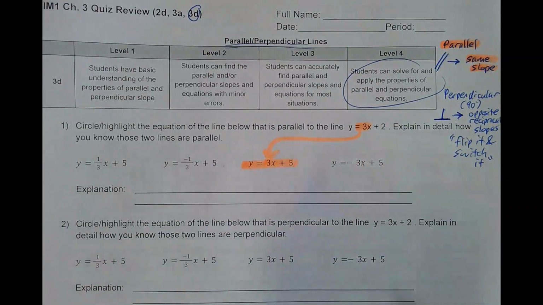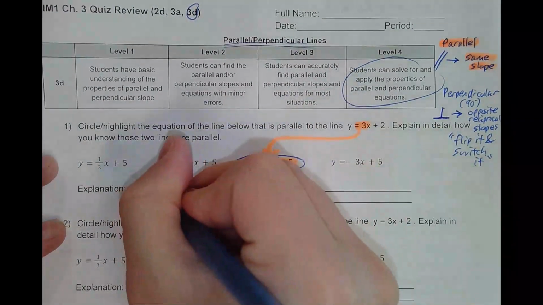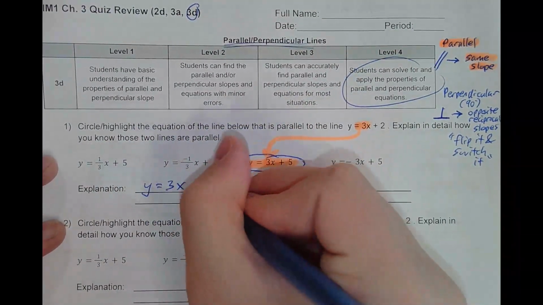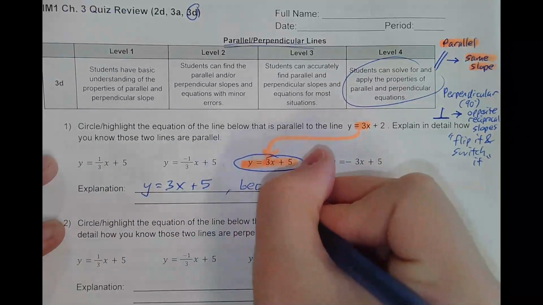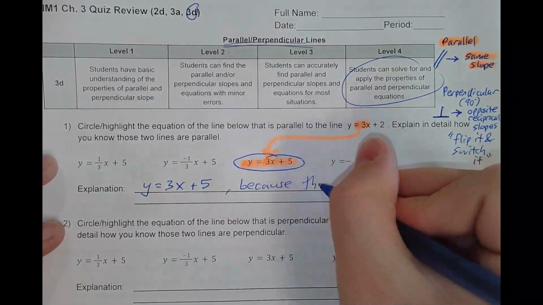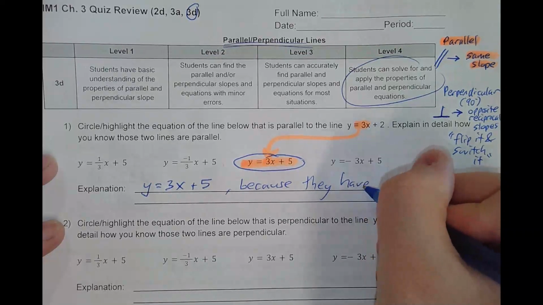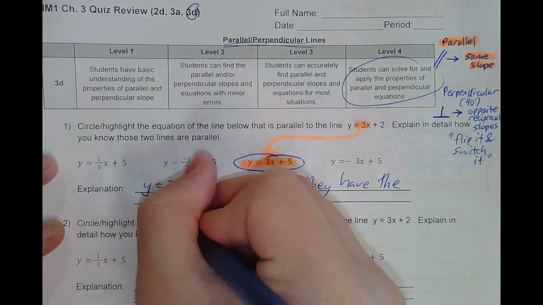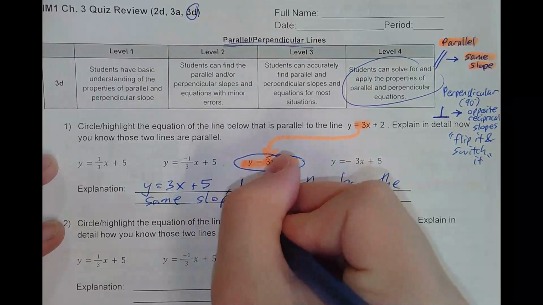So our answer would be y equals 3x plus 5, because they have the same slope of 3.